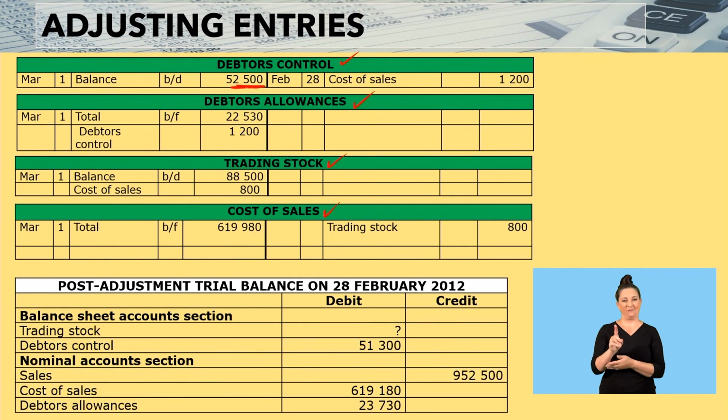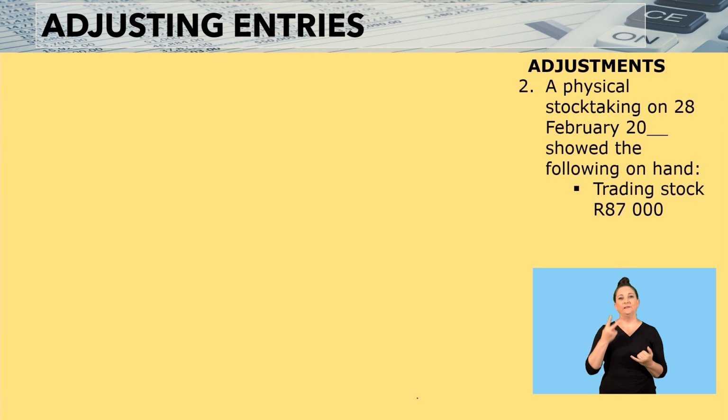But for your debtors control, if you say 52,500 minus 1,200, you get 51,300. And your sales remains the same. But your cost of sales, if you say 619,980 minus 800, you get 619,180. And then lastly, your allowances, if you add these two amounts, you get 23,700 and 2,730. Let us therefore look at the next adjustment.